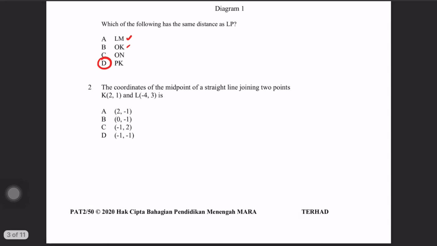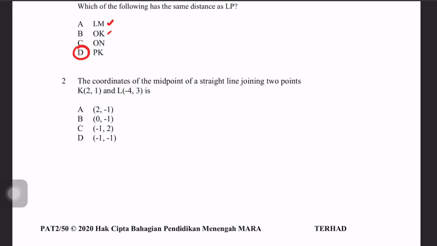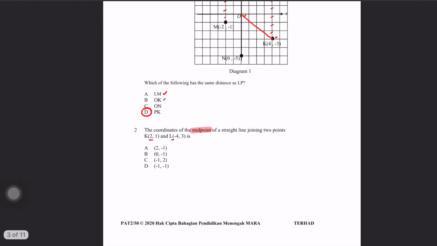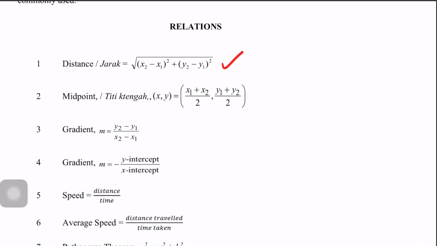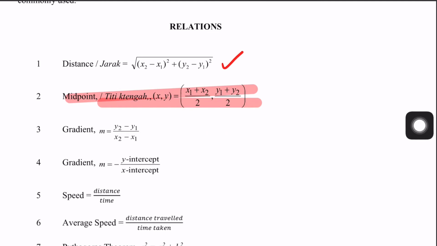Okay, next, look at the next question. The coordinates of the midpoint of the straight line joining 2 points K and L. Given 2 points over here, the question wants us to find the midpoint. What is a midpoint? Midpoint is di tengah lah. If you forget how to calculate the midpoint, kita ada satu rumus di sini. Rumus ini memang mengira midpoint: x1 plus x2 divided by 2, y1 plus y2 divided by 2.